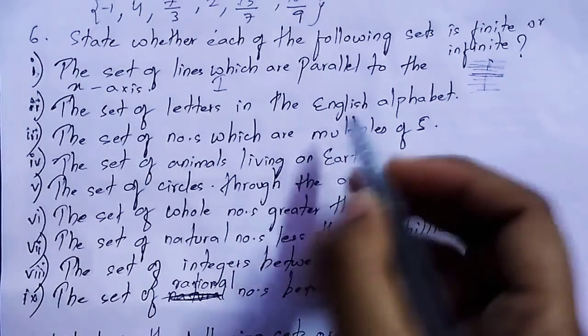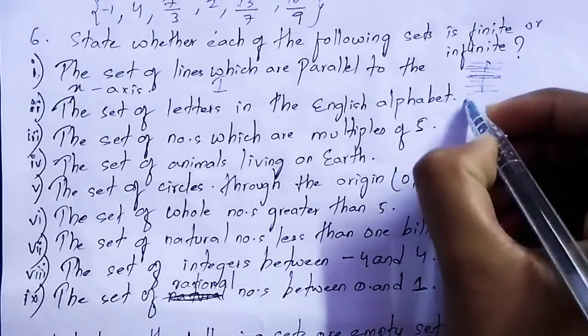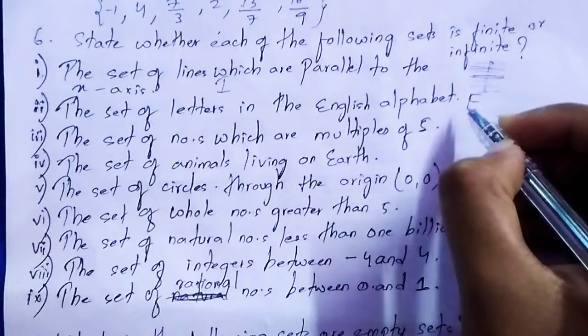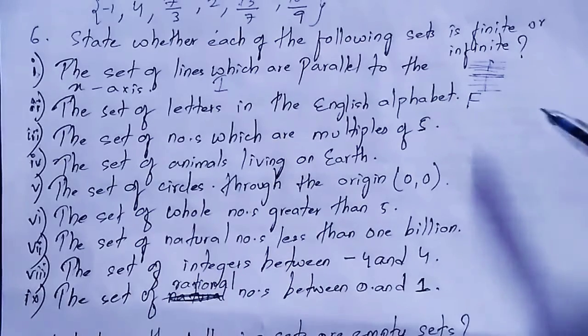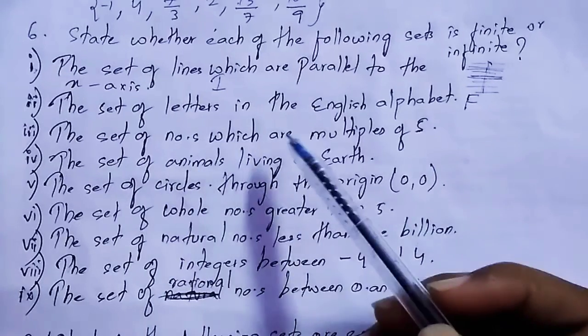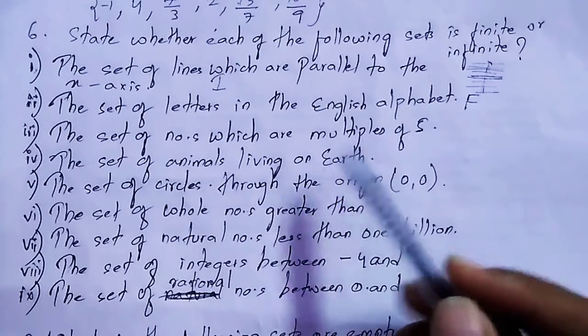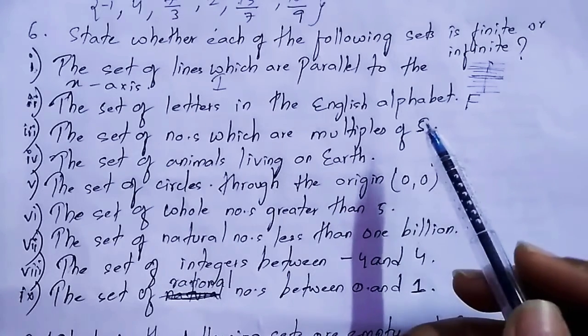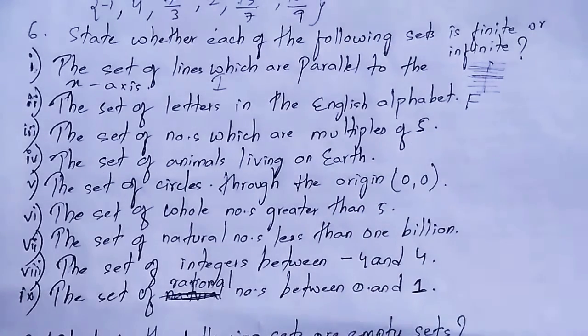So this is limited. This is a finite set, because there are 26 English alphabets. So this is limited. So this is your finite set. Next one, the set of numbers which are multiples of 5. So the set of numbers which are multiples of 5. So it will keep on going. 5 1s are 5, 5 2s are 10, 5 10s, then 5 11s. It will keep on going.